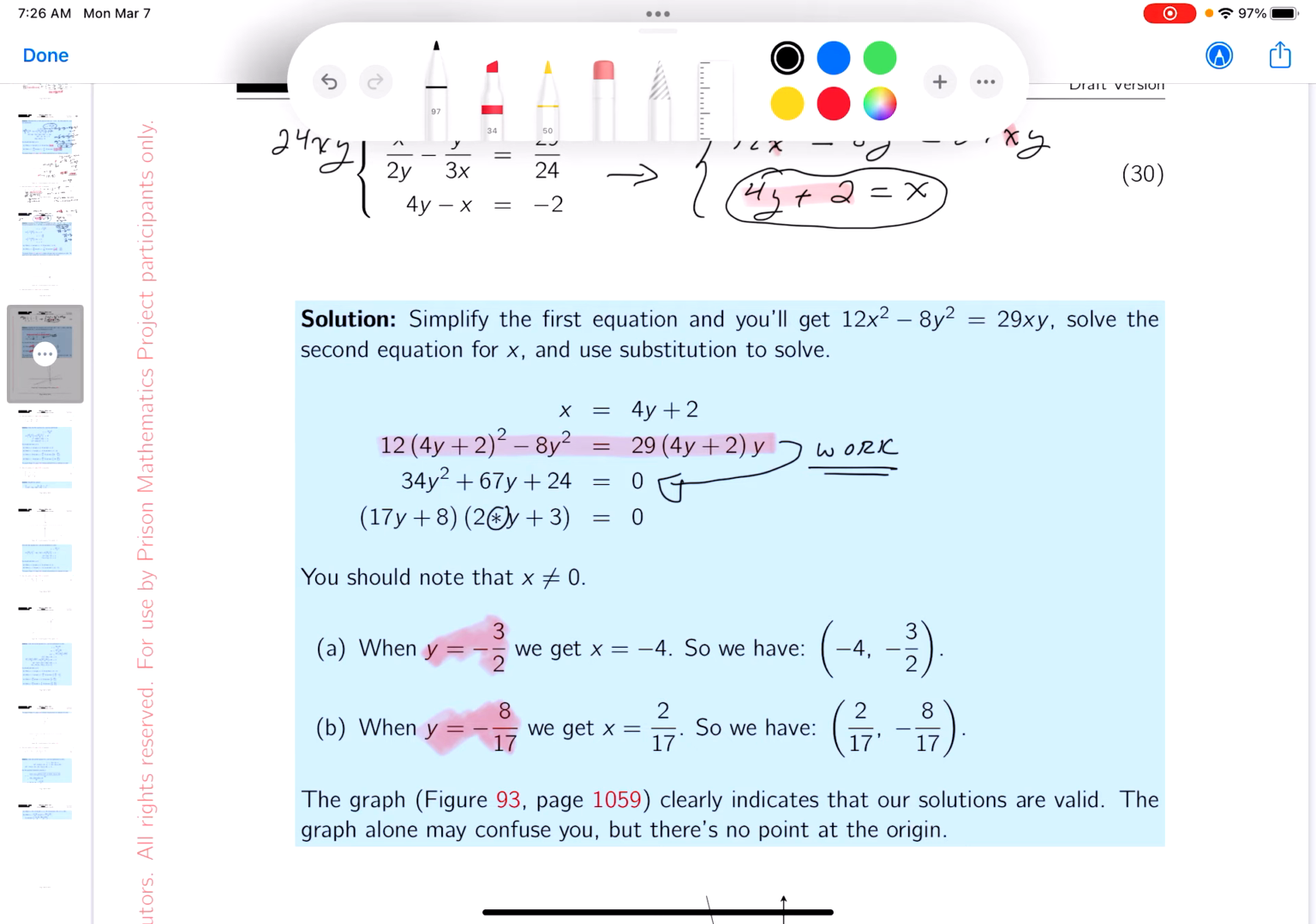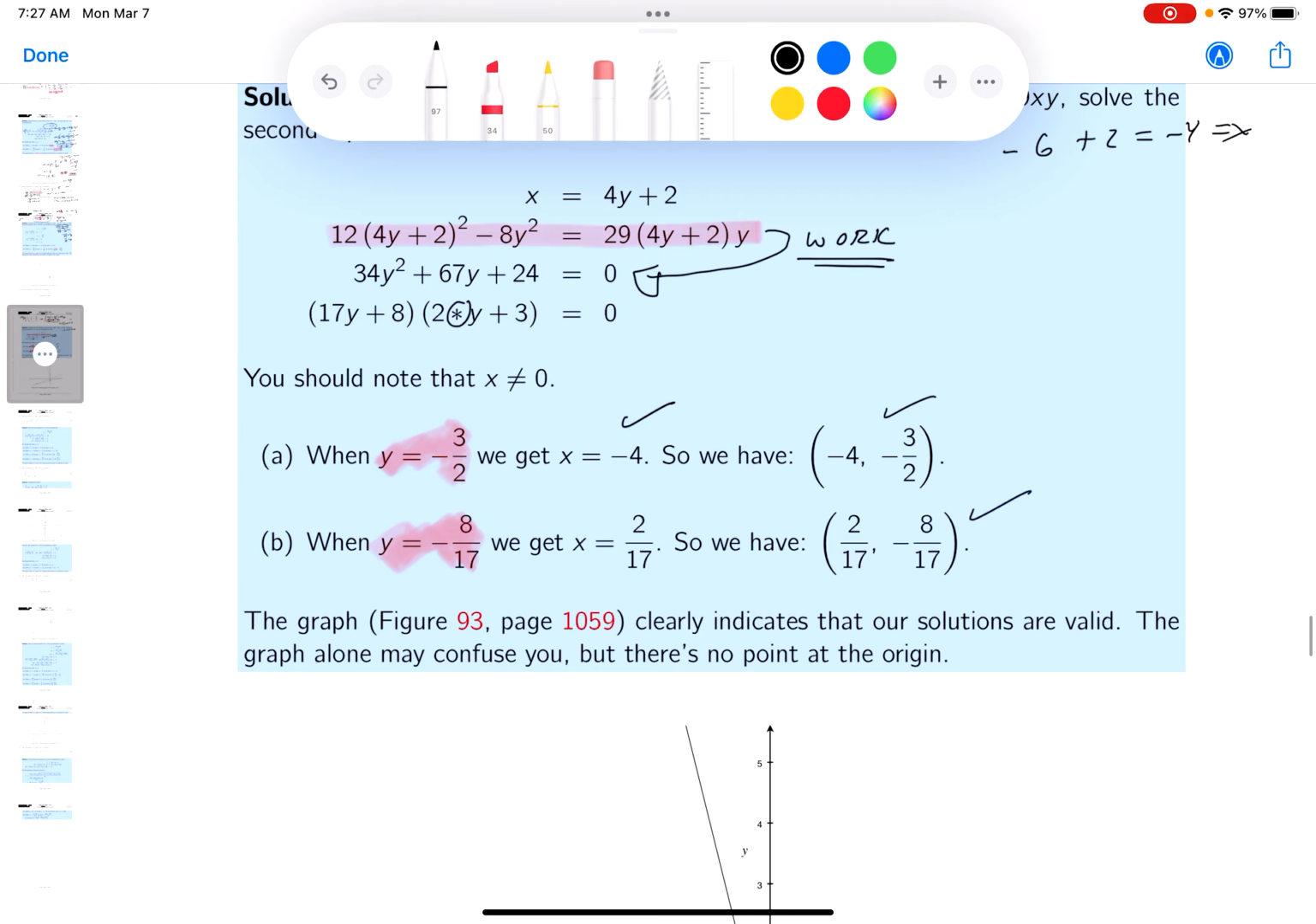Well, just to go through one, let's go through the minus 3/2 because it's the easiest one. 4 times minus 3/2 plus 2 is equal to x. What do you get there? You get minus 6 plus 2, which would be minus 4. So in that case, x would be minus 4. And these answers are listed for you. Again, I'll leave it as an exercise, but you need to verify that.